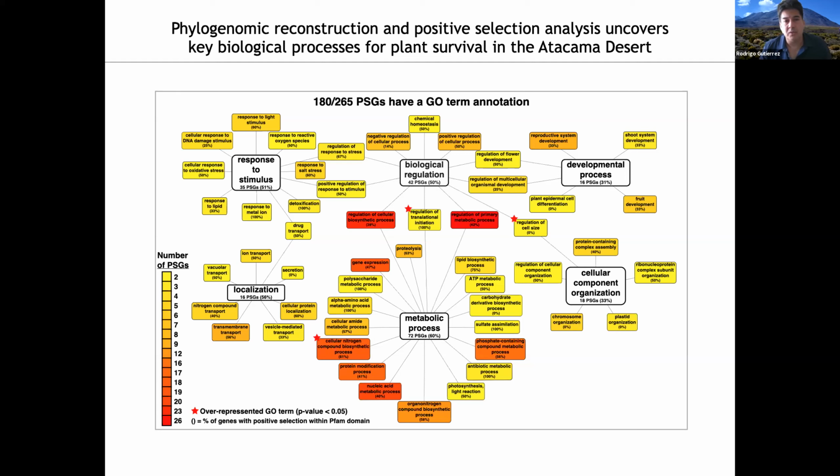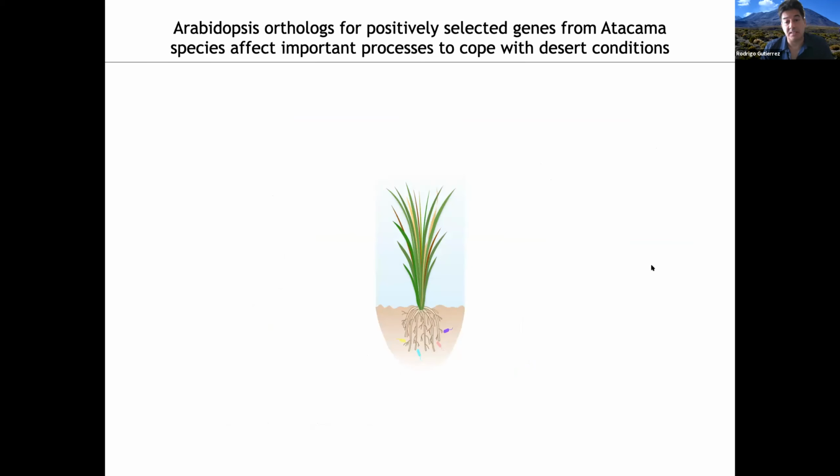If we now look at the gene ontology annotations, we found a number of processes that appear to be under positive selection because the genes we identified have common functional annotations, and these are highlighted here. So response to stimulus, for example, biological regulation, developmental processes, cellular component organization, a big metabolic process component, and also localization. The color here indicates the number of positively selected genes that are annotated to this process. So for example, here we have a number of positively selected genes that are annotated to cellular nitrogen compound biosynthetic process, and this is also overrepresented. So this would indicate that this is a biological process that is important for adaptation, and it also makes sense related to the low nitrogen environment that the plants experience here.